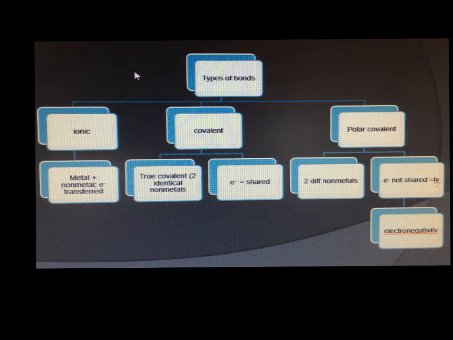Before I even talk about this slide, please stop and copy it down. You need this graphic organizer in your notes. Got it? Good. All right.